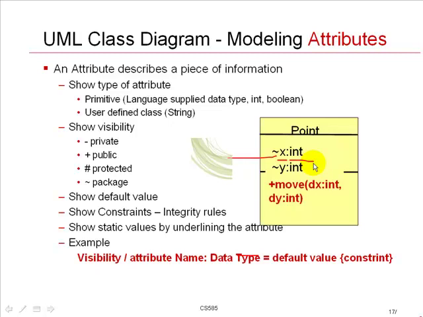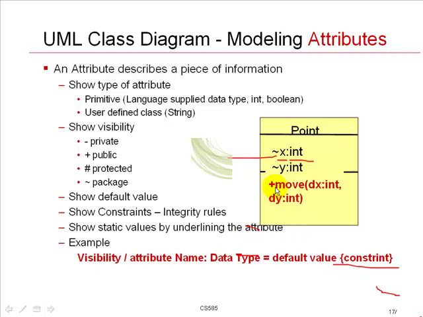If the integer has a default value like 0, for example, you can say equals 0, and then you can say a constraint on the integer if you want. For example, you can say X is of type integer, default value equals 0. Between curly braces, you can say it should be greater than or equal to 1. So you put a constraint on the range of values that are acceptable for X and or Y.